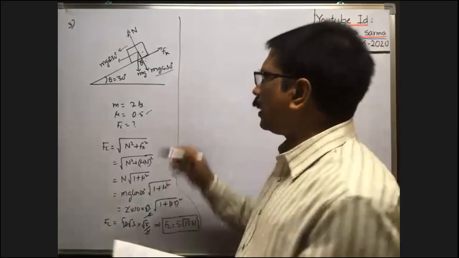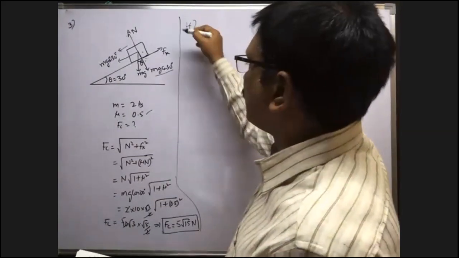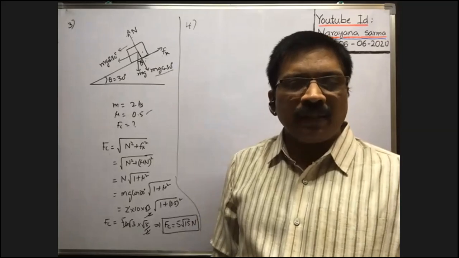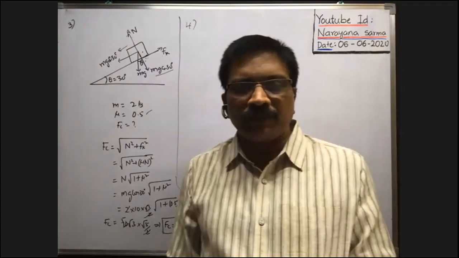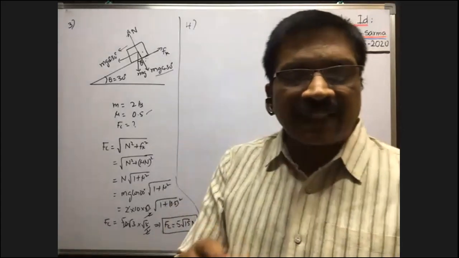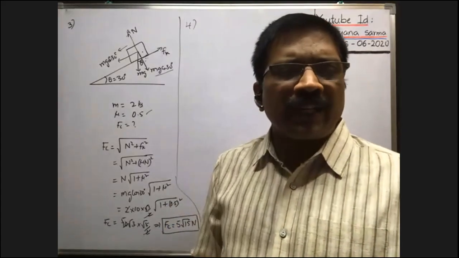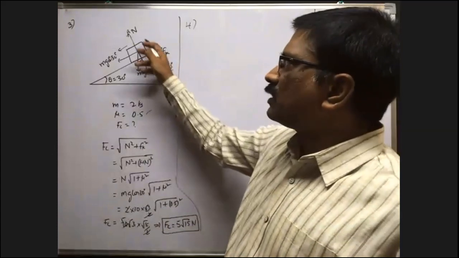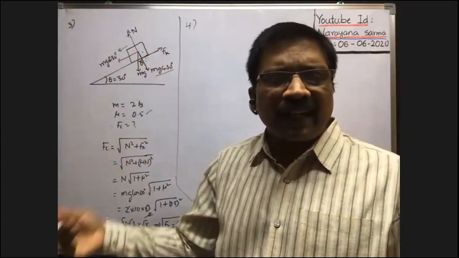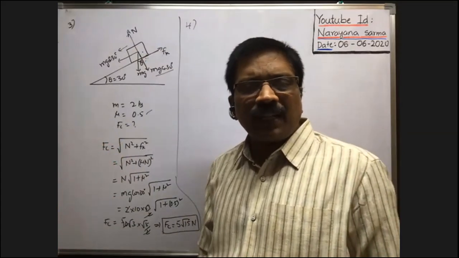Next, the fourth problem, very, very important. Definitely, this type of question may be asked. This question was previously asked in Mains. It's very, very important. Here, what is the contact force they asked? That means effective contact force. This is one contact force, and this is one contact force. If they ask the contact force, it means the resultant contact force, the net contact force, we have to find.